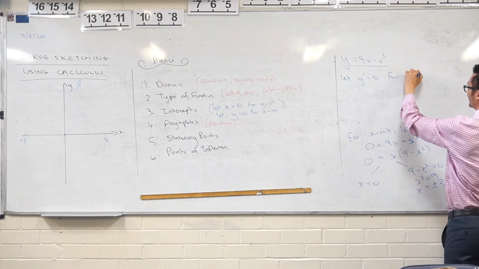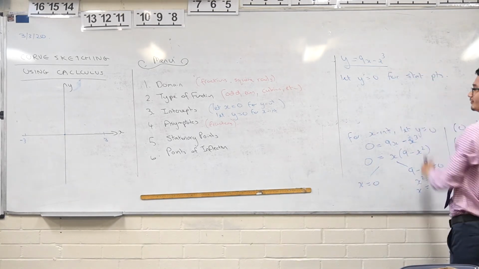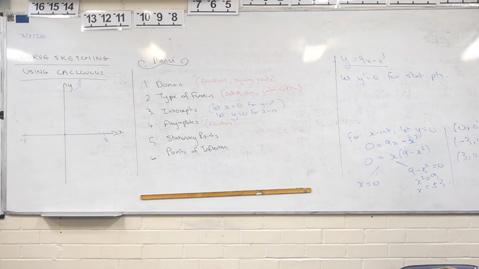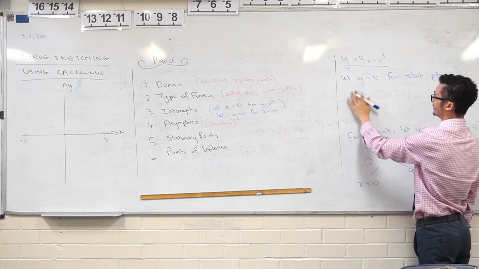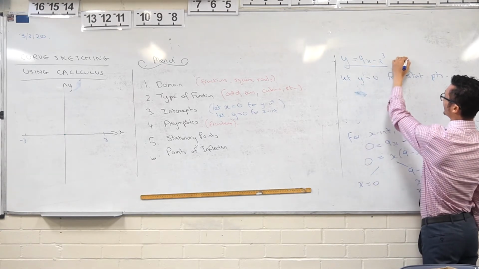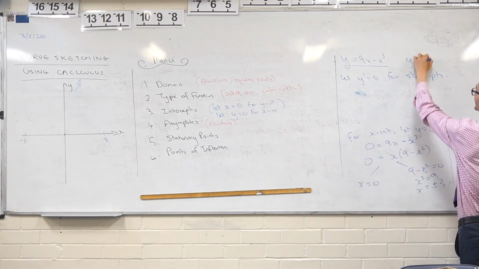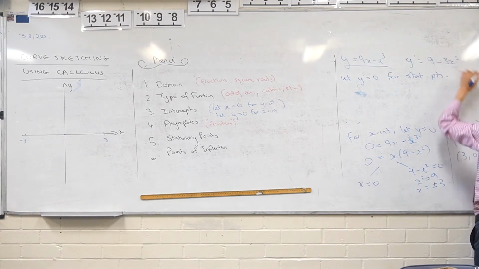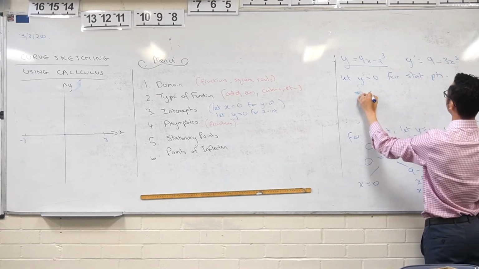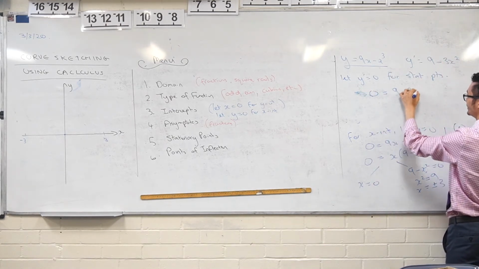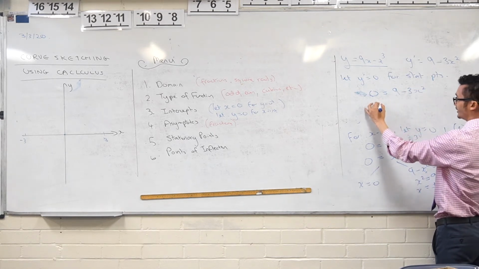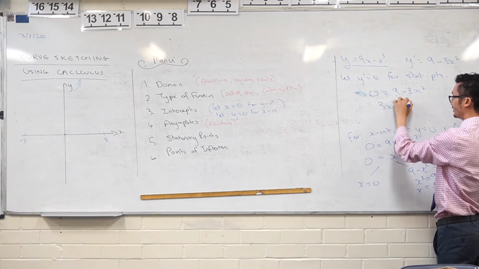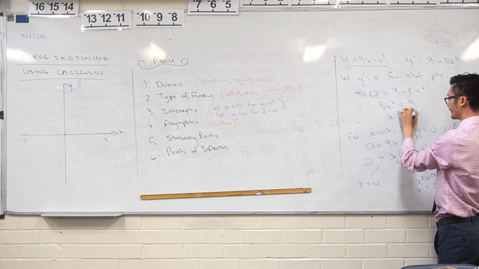And always write what you're doing, because often a marker is going to look at a page and see all this math. Actually communicate what you're doing, right? So we've got 0, well actually we need a derivative first. So y dash would be equal to 9 minus 3x squared. So we get 0 is equal to 9 minus 3x squared. And then we're just going to solve this to find the stationary points. So 3x squared is equal to 9. x squared is equal to 3.